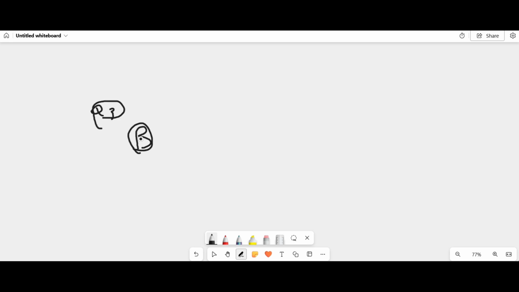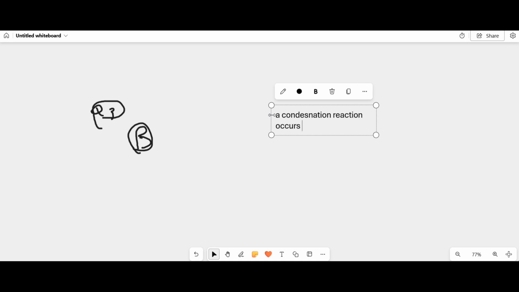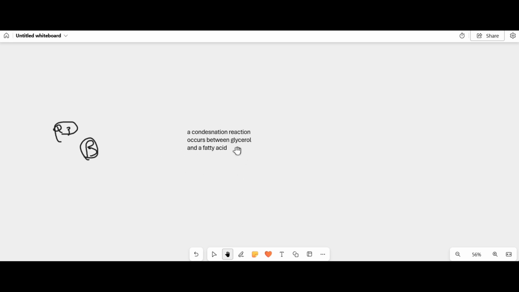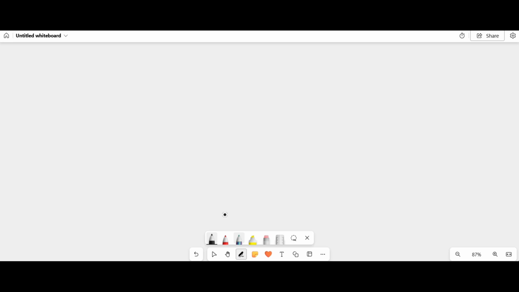It says, describe how an ester bond is formed in a phospholipid molecule. A condensation reaction occurs between glycerol and a fatty acid. That's all you need to talk about. You can talk about 2 fatty acids, but there are only 2 marks here, so you don't even need to specify that. But obviously 2 fatty acids are condensed with the 1 glycerol, to release 2 molecules of water.